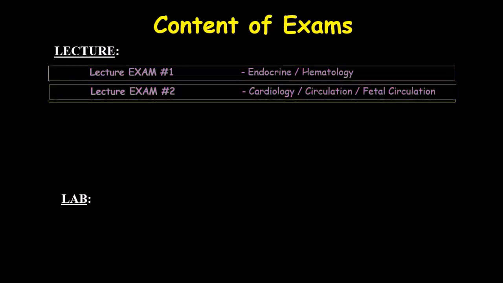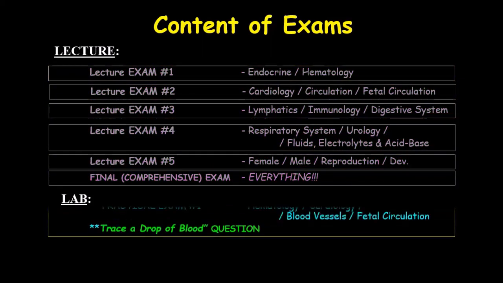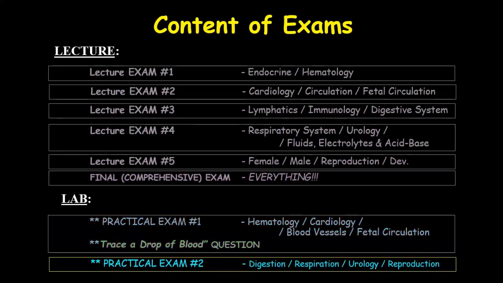So it's pretty much like this. For lecture, I kind of broke it down like this. And then the lab, like I said, practical exam number 1 is going to be hematology, cardiology, blood vessels, and fetal circulation. So if you're studying blood vessels, it's a good opportunity to also test you on the trace of a drop of blood, because I don't want to do it the following day. You might as well do it the same day. So that's what that is. Okay.